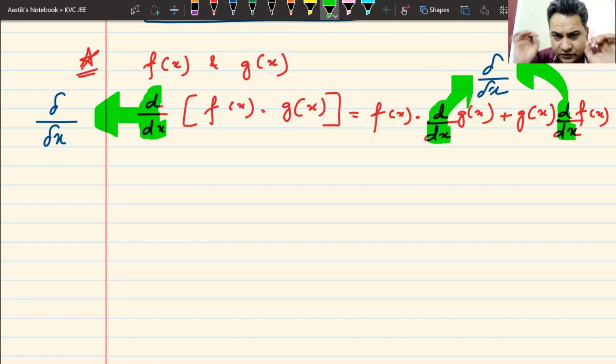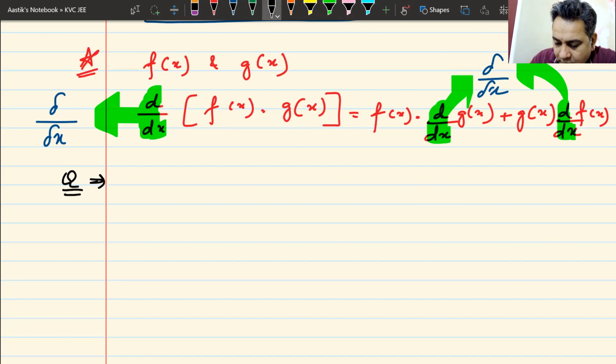So I'm going to give you a small example of how I can use this, because the next question is based on this. If you can do that small example, you would be able to solve the question. So this is the question coming up your way. I have to find d/dx, the derivative, of x squared sine x. I'll give you a minute.